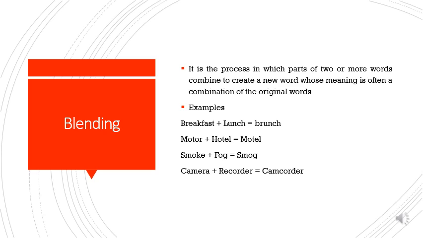Examples for blending are breakfast plus lunch, brunch; motor plus hotel, motel; smoke plus fog, smog; camera plus recorder, camcorder. And some other examples are web plus seminar, webinar; spoon plus fork, spork; advertisement plus entertainment, advertainment; and biographical plus picture, biopic. Like this, there are so many words in blending.